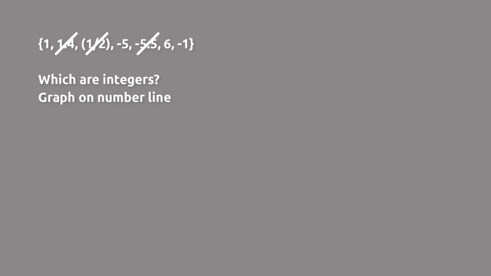So we have 1, -5, 6, and -1 are all integers, and we're asked to graph those on the same number line. Let's go ahead and write those in order first. It looks like our smallest is -5, then -1, then 1, then 6. So we're going from -5 to 6.